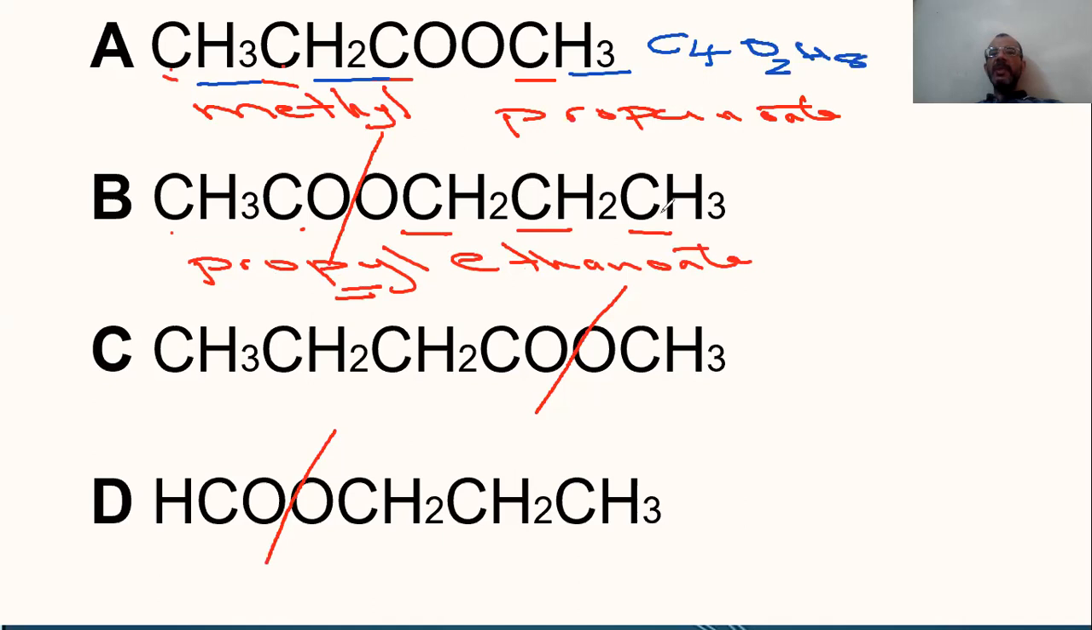Why propyl? 1, 2, 3. And here, ethanoate, 1, 2. Now how many carbon atoms, how many oxygen atoms, and how many hydrogen atoms? How many carbon? 1, 2, 3, 4, 5. It will be C5. How many hydrogen atoms? 3 and 2 equals 5, 5 and 2 is 7, 7 and 3 equals 10. It will be C5H10O2.